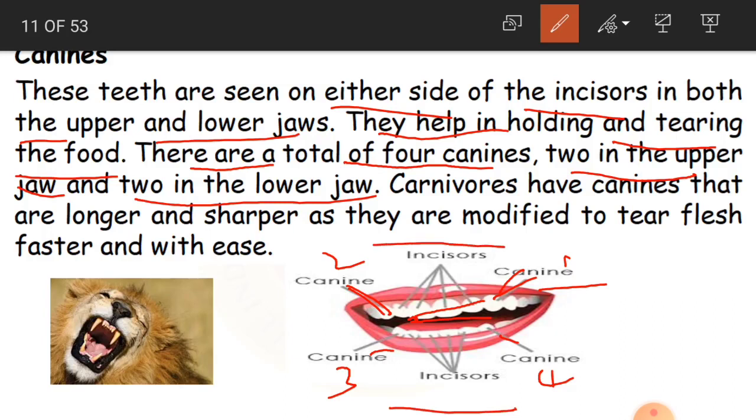Clear? Now, carnivores have canines that are longer and sharper as they are modified to tear flesh faster and with ease. So, carnivores, what are carnivores, children? Flesh eating animals, like we have got a lion, we have got a tiger, all wild animals. We call them carnivores. Those who eat only animal flesh come under carnivores.